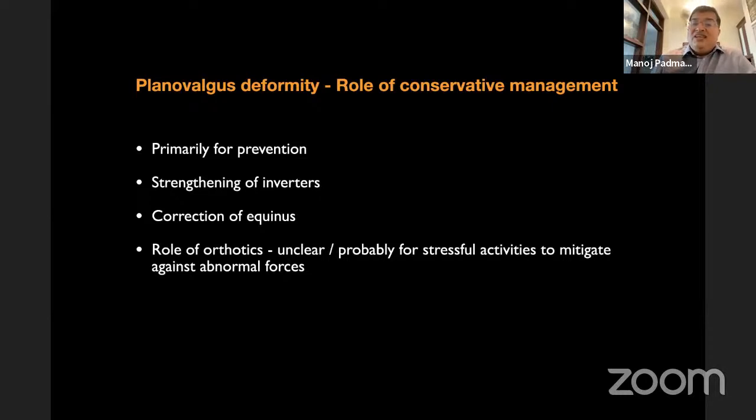Role of orthotics, again, is a little unclear because there is some hypothesis that prolonged orthotic wear in these children can cause muscle atrophy and produce more problems. So it's probably limited to stressful activities to mitigate against abnormal stresses. So prolonged walking rather than full-time orthotic wear, limited probably to about 8 to 10 hours when the child is on his feet and doing physical activities. Rest of the time, probably orthotics do not have a role.